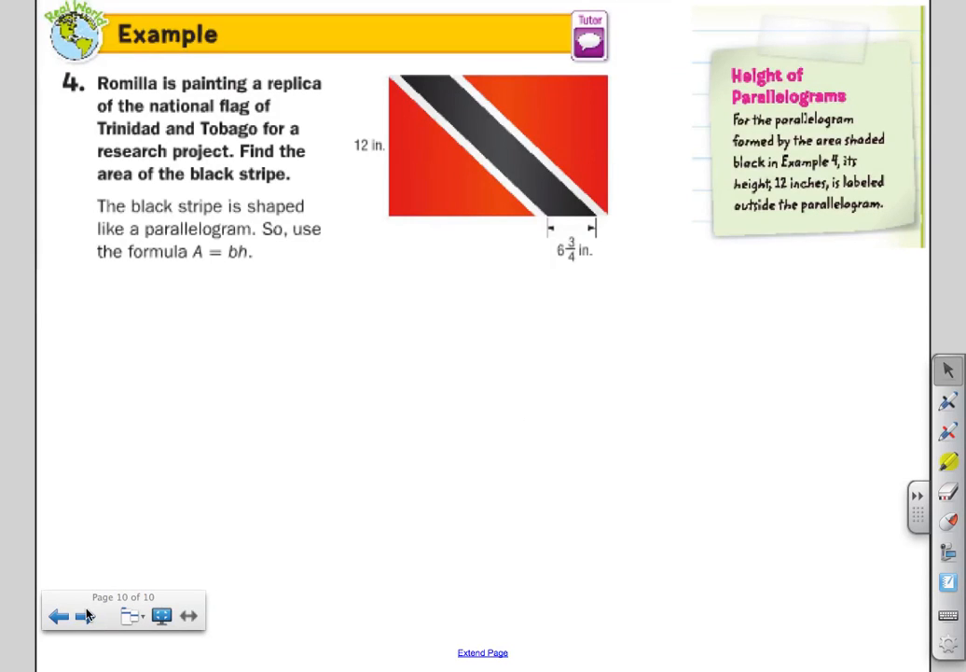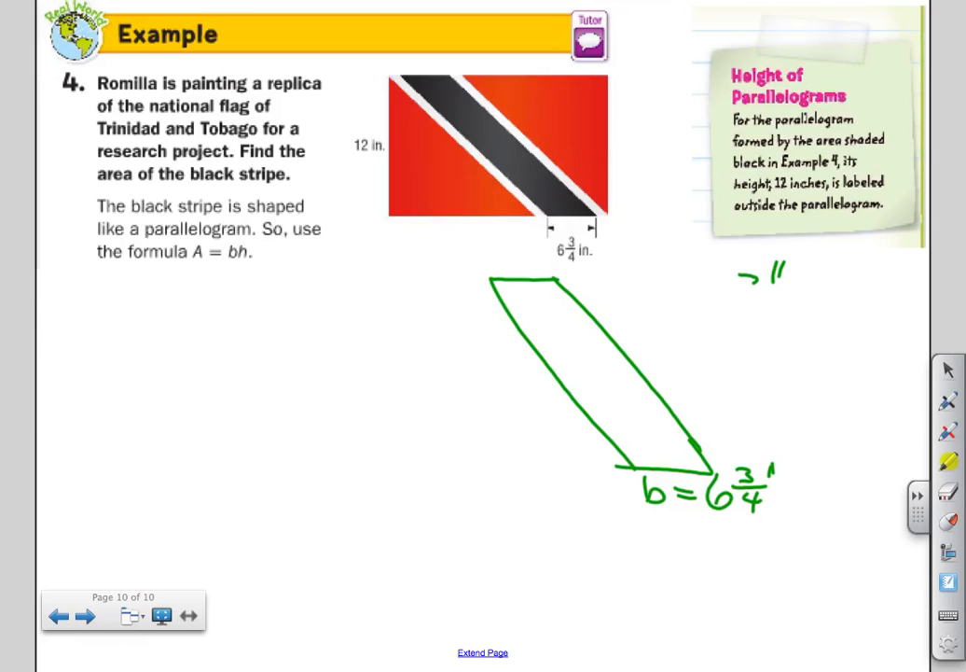Okay, Ramilla is painting a replica of the national flag of Trinidad and Tobago for a research project. Find the area of the black stripe. Do you see that the black stripe is a parallelogram? Let me draw this separately way down here. Do you see that parallelogram? Yes, and its base is 6 3/4 inches. This little mark means 3 inches, okay?